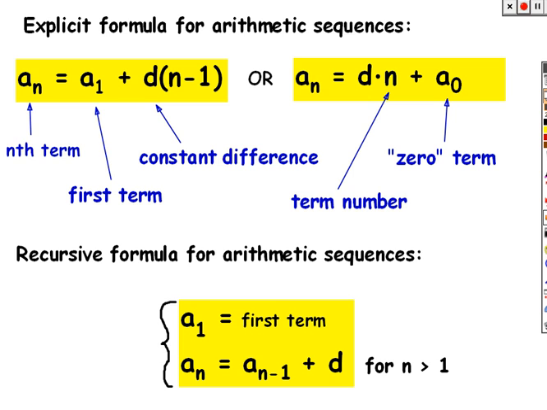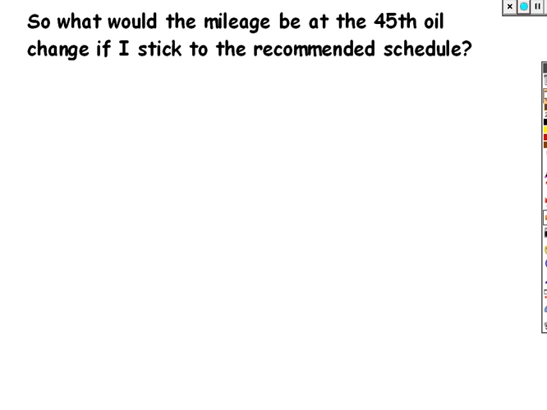So in general, here they are. This is the first way we talked about writing the explicit formula. This is the second one. Doesn't really matter. Either one should give you the same result. So let's look at actually calculating what the mileage would be at the 45th oil change using both of these formulas. So pick one, either the first or the second, whichever one makes more sense to you, and see if you can calculate when the 45th oil change would occur. So pause the video at this point.